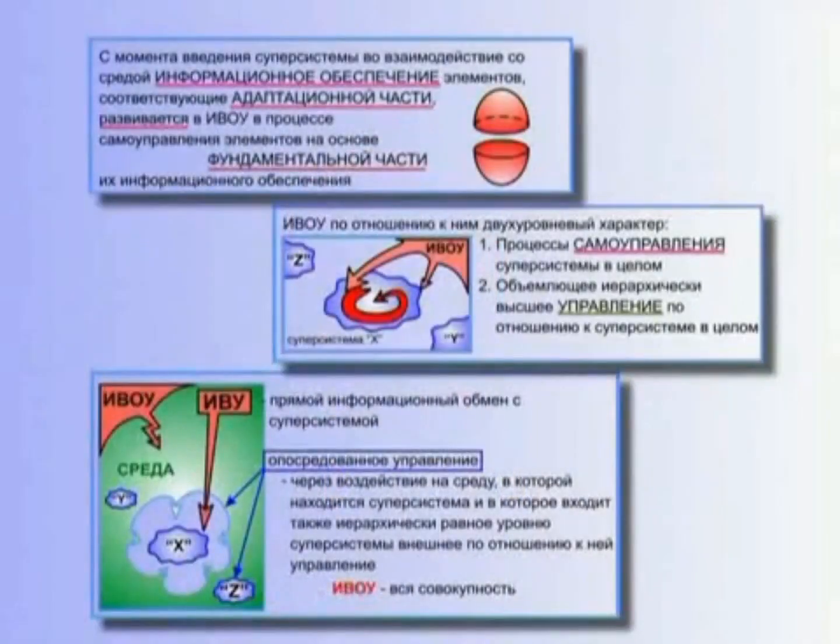Ensure the stable presence of the supersystem in the environment and work towards achieving the goals set by the hierarchically higher encompassing management. From the moment the supersystem is introduced into interaction with the environment, the informational support of the elements corresponding to the adaptive part, that is, the upper part of the egg, develops in the hierarchically highest encompassing management in the process of self-management of the elements based on the fundamental part.